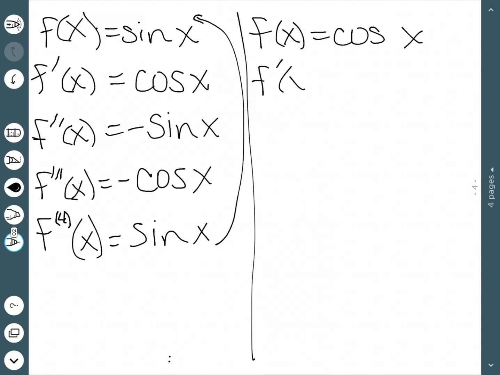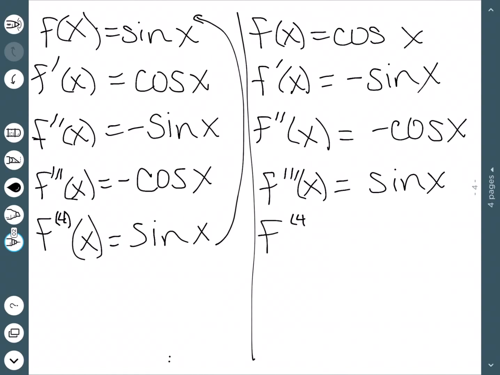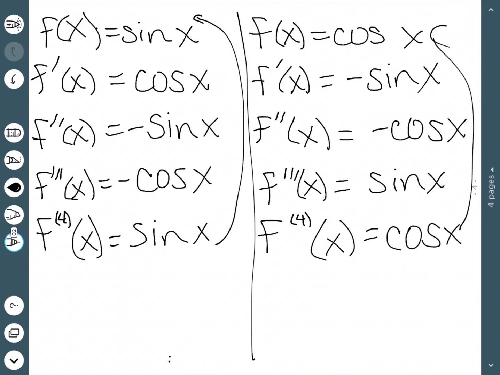For cosine, we know that the derivative of cosine is negative sine. We just discussed how the derivative of negative sine was negative cosine, and how the derivative of negative cosine is sine. And then if we wanted to do the fourth derivative here, the derivative of sine is cosine. So once again, we're back up to the front. So sine and cosine do actually loop around in groups of 4.